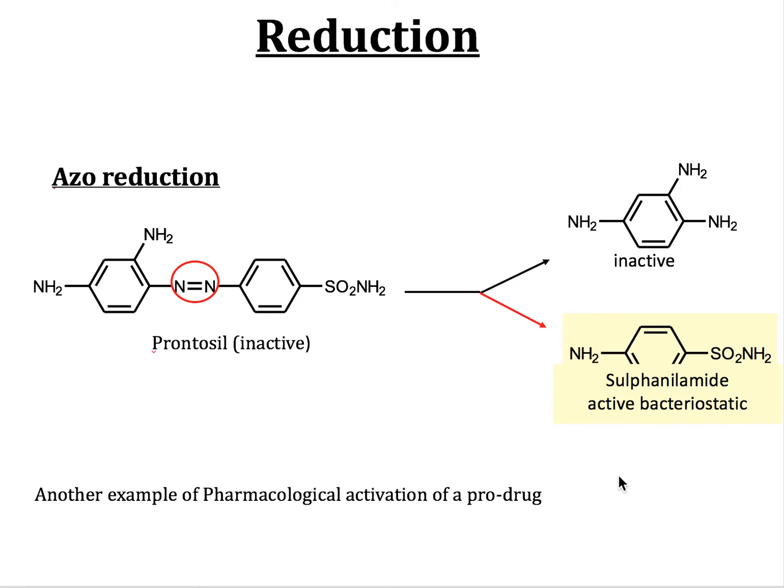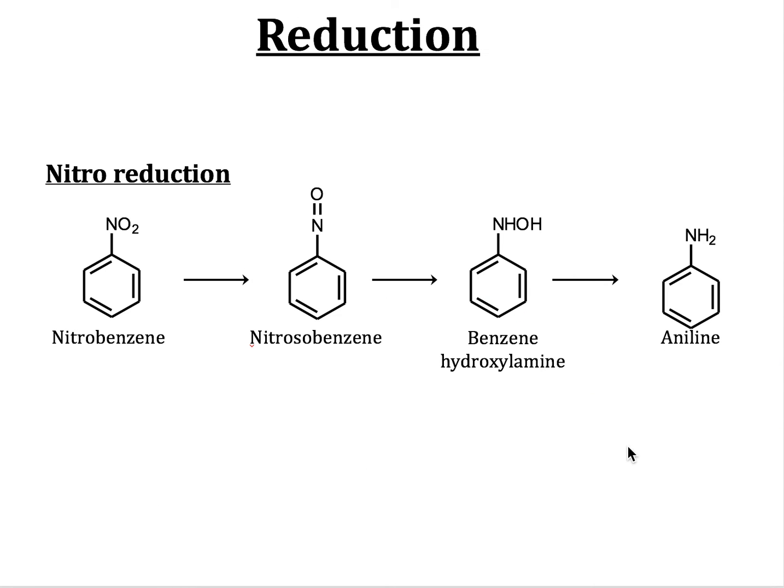A bacteriostatic drug is simply something that stops replication of bacteria such as Staphylococci, Streptococci and various other bacteria, but it doesn't kill the bacteria, so it's not a bactericidal drug. Prontosil is basically a prodrug, which, once metabolized by reduction, gets converted into sulfanilamide, the bacteriostatic drug, which is the active form. Nitro is simple, nitrobenzene gets converted to NH2.